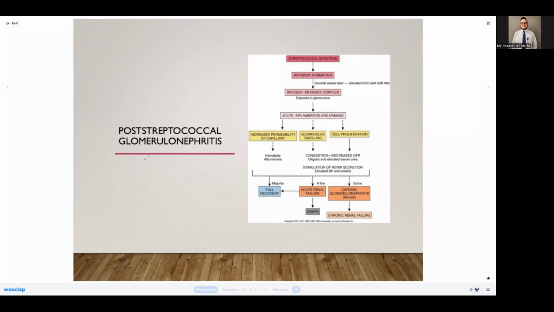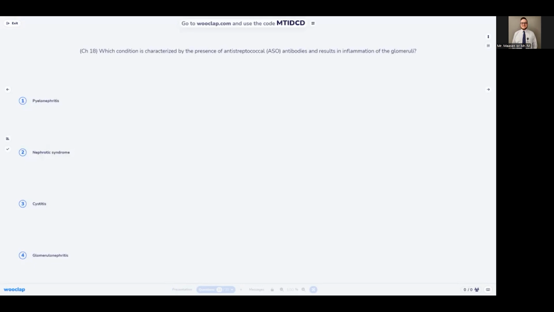You don't have to know this; it isn't necessarily a need to know. This just talks about how this antibody tends to deposit in the glomeruli. So if I said there's a condition characterized by the presence of anti-streptococcal antibodies that results in inflammation of the glomeruli, that is pretty obvious. That is glomerulonephritis, also known as nephritic syndrome.